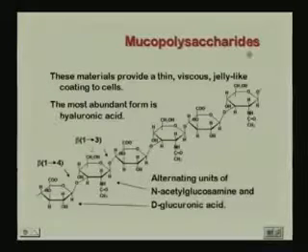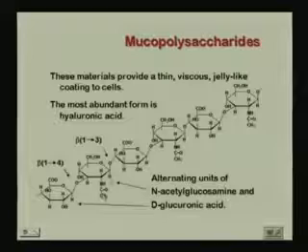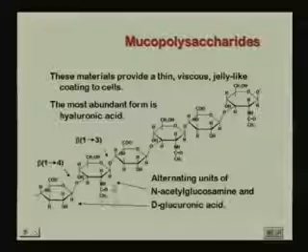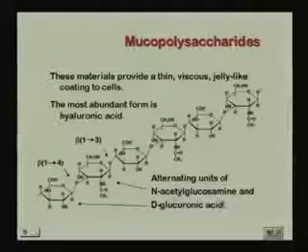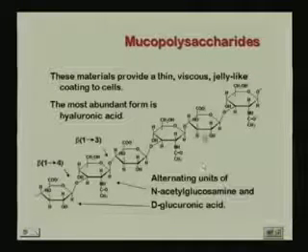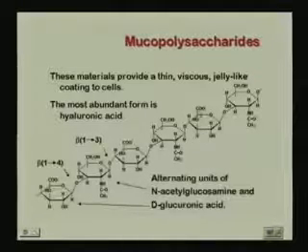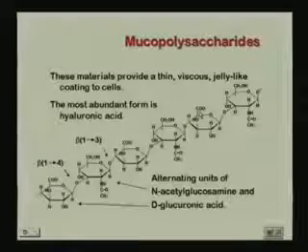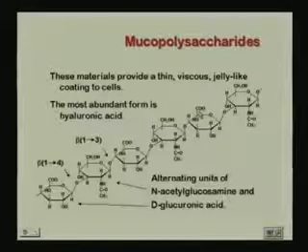Then we have mucopolysaccharide. What is this unit now? The NHCOCH3, N-acetylglucosamine. This is glucuronic acid. What do we mean by glucuronic acid? This is not CH2OH anymore. It is COO minus. Okay?